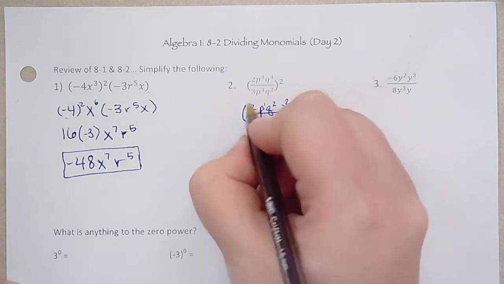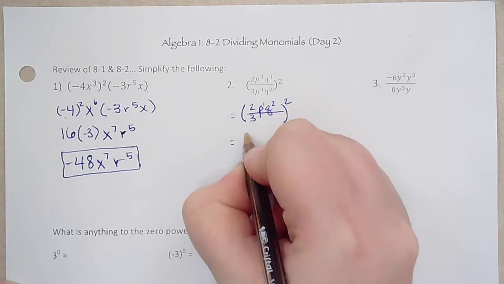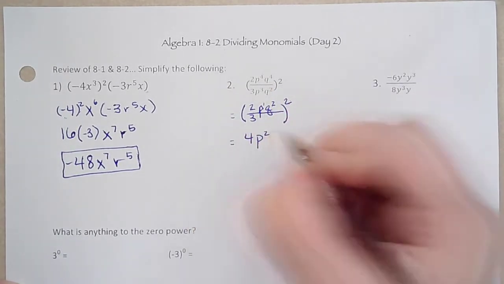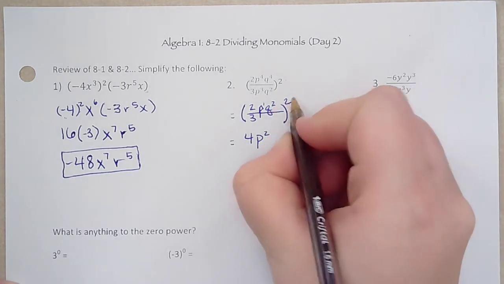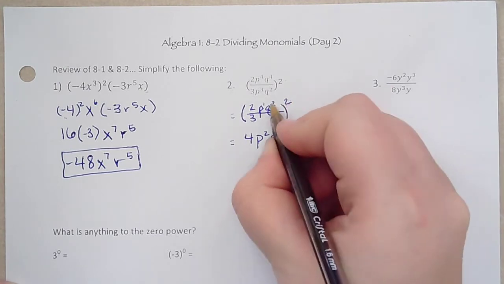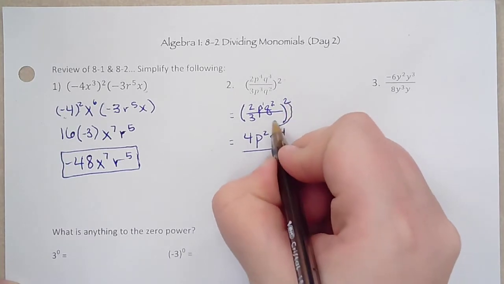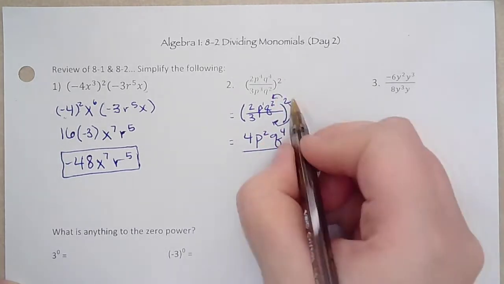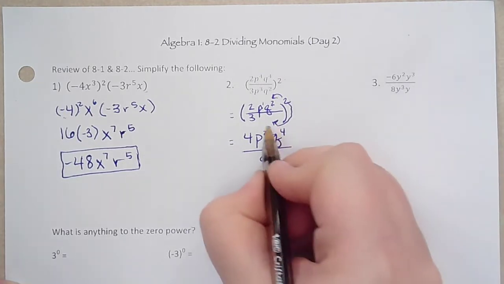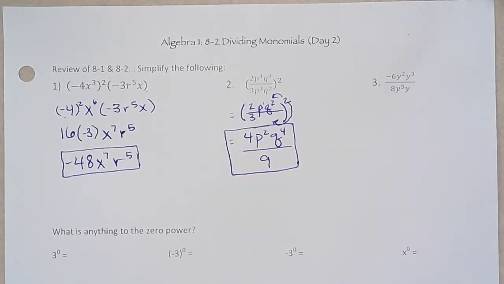Now we can distribute in. 2 squared, I'm not even going to write this step down, but 2 squared is 4. p to the 1 to the 2 becomes p squared, and q squared to the second becomes q to the 4. Remember, multiplying those exponents. And then we also have squared going to the bottom as well as the top. So 3 squared is not 6, it is 3 times 3, which is 9. I can't reduce any further, so that is my final answer.